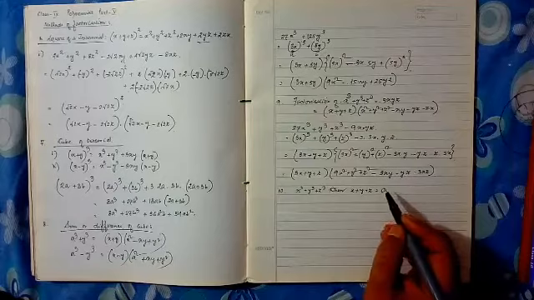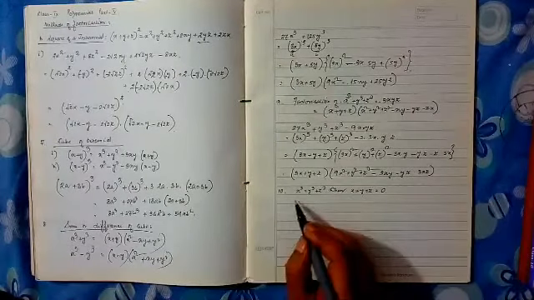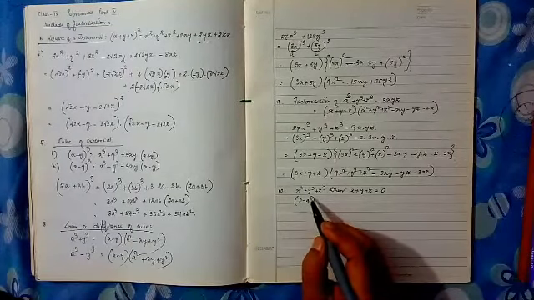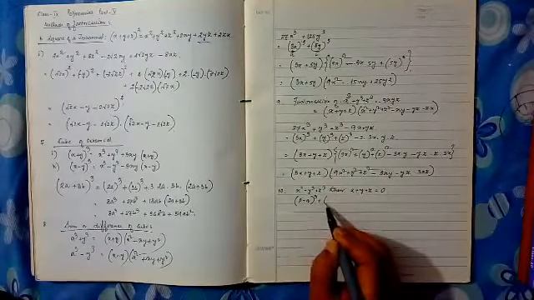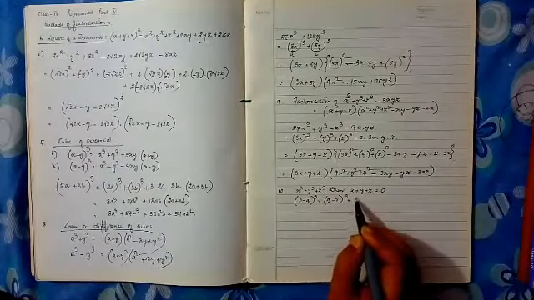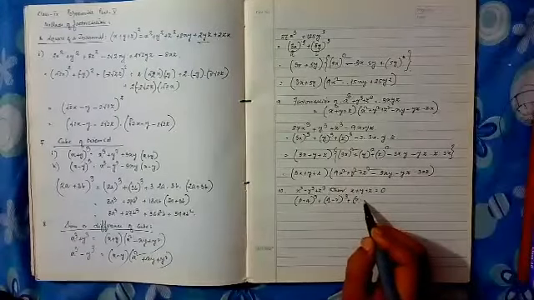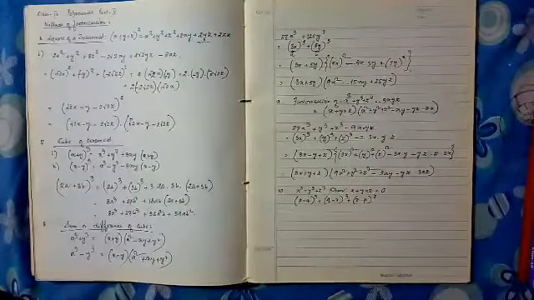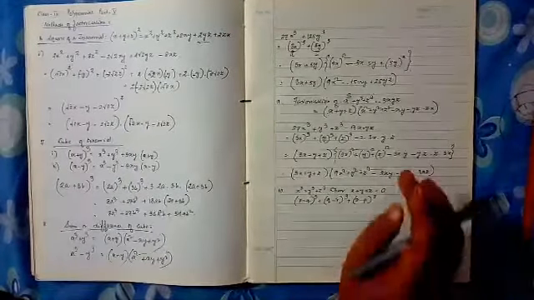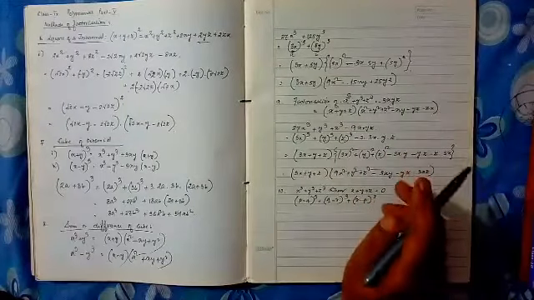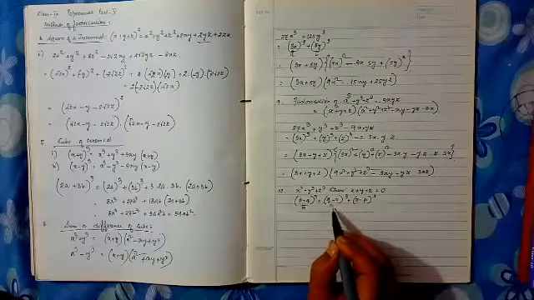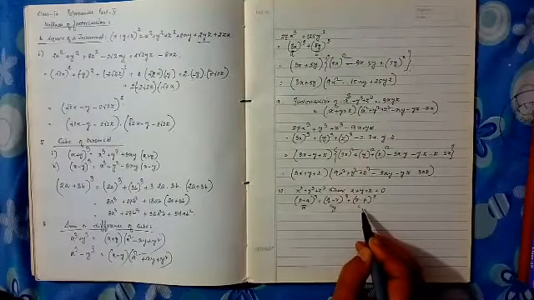Suppose we are given: factorize p minus q whole cube plus q minus r whole cube plus r minus p whole cube. We have to factorize this one. How to do this? With the identities, let us read this as x cube, this as y cube, this as z cube.